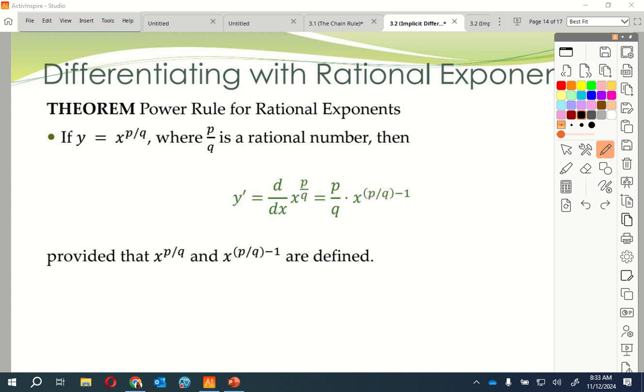All right. Says differentiating with rational exponents. So if x to the p over q, where p over q is a rational number, then it's basically just this goes out front and then subtract 1. Provided that p over q is defined, can't have q being equal to 0 in any way, shape, or form, because can't divide by 0.